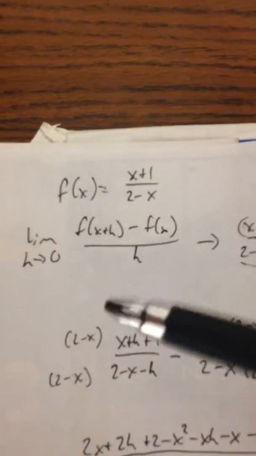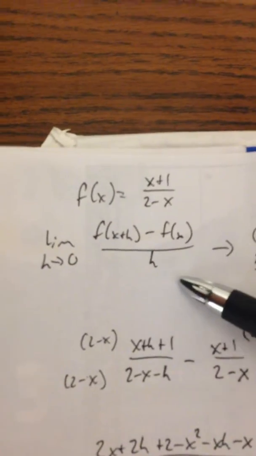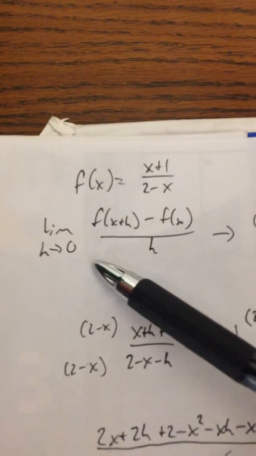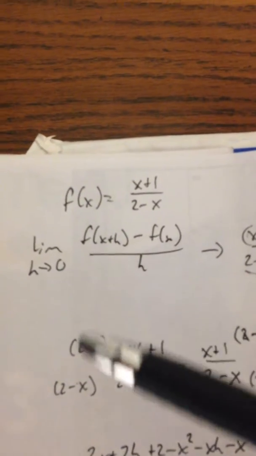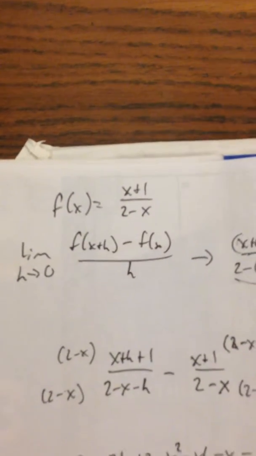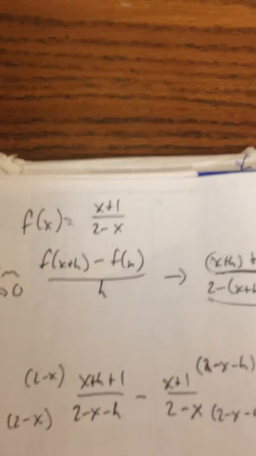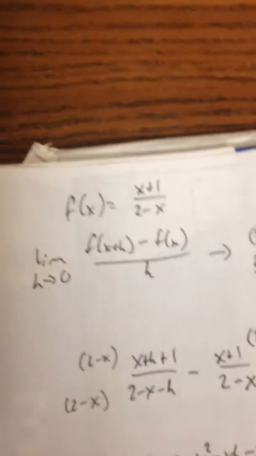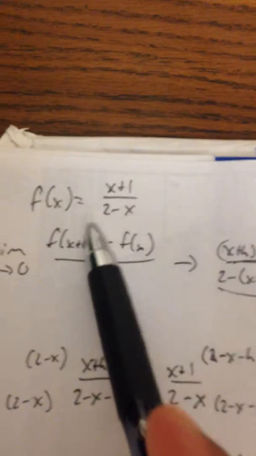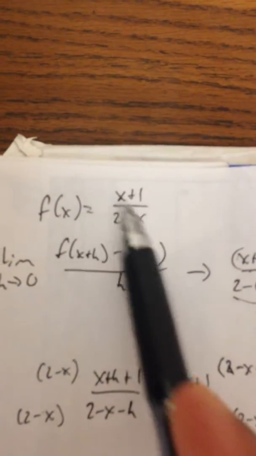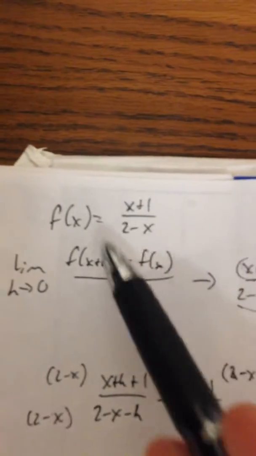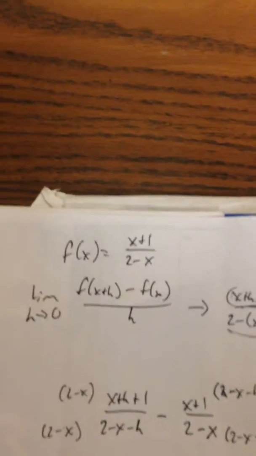I outlined the definition of the derivative real quick. It's the limit as h approaches 0 of f of x plus h minus f of x, over h. So first you plug x plus h into all the x's in the original function, then you subtract the original function with just x's, and then you divide by h.